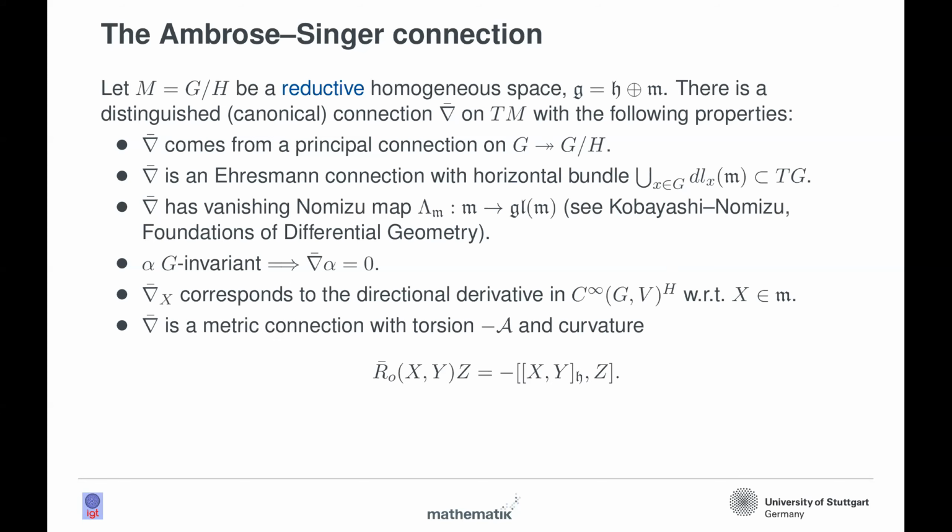So finally, this is a metric connection because the metric is invariant, so it's parallel. And the torsion is precisely minus A. The curvature is given by this, so it can also be neatly expressed by these commutators and the projection to H in the middle.